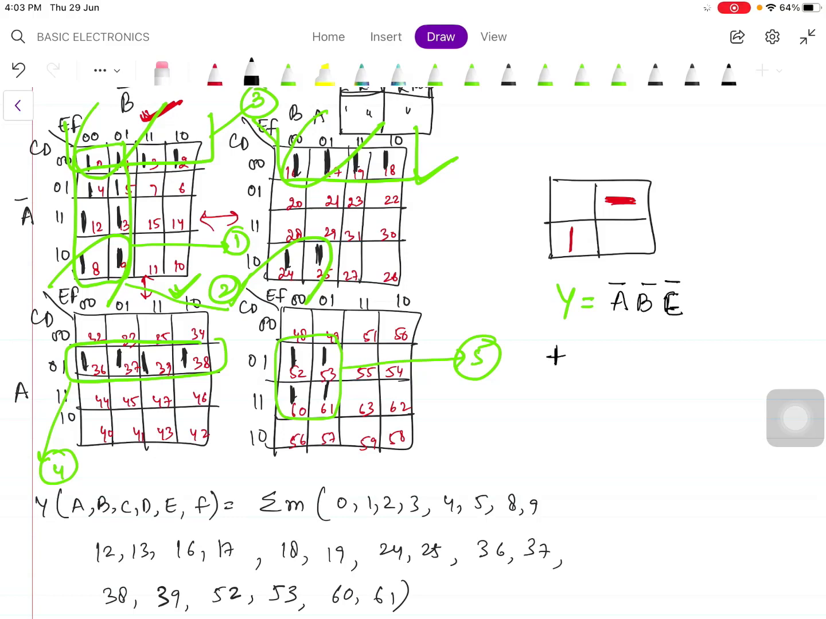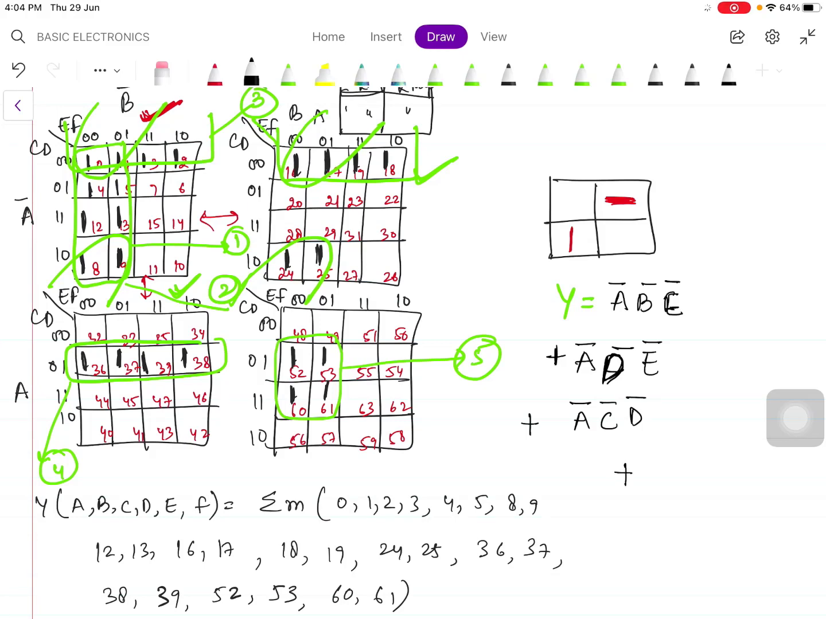In the next group, what do we have? We have in the second group, the second group is a group of 8. A bar, from B we have nothing. From CD we have C bar, and D bar, and from EF we have E bar. Then the third group. The third group, from A we have A bar, from B we have nothing, from CD we have C bar, D bar, and from EF we have.